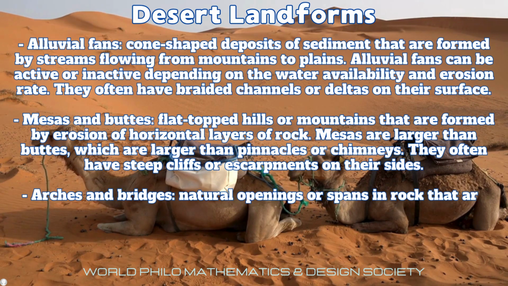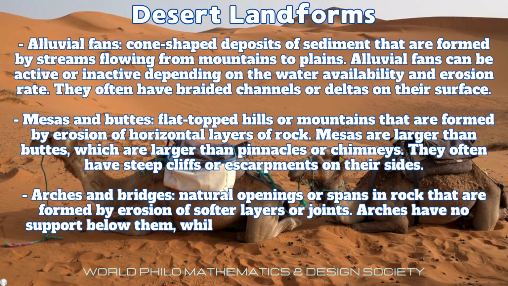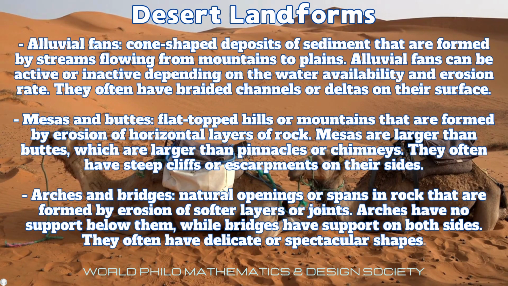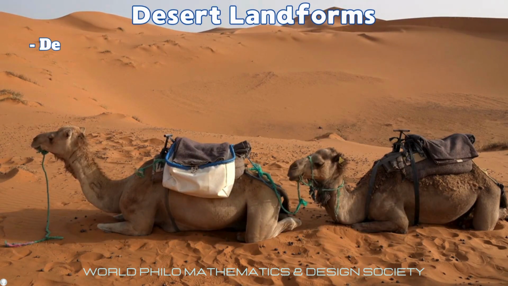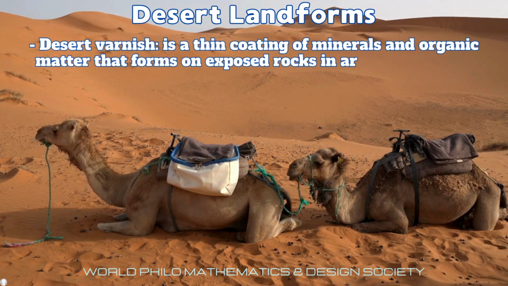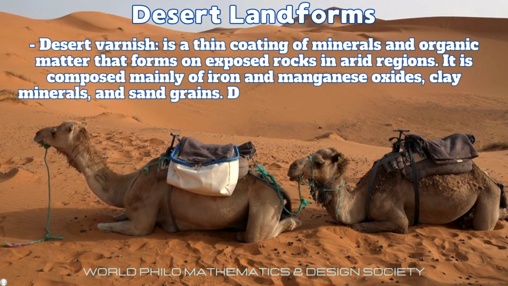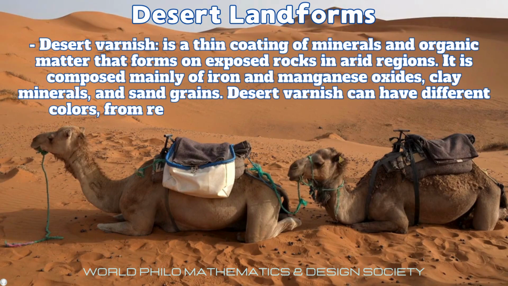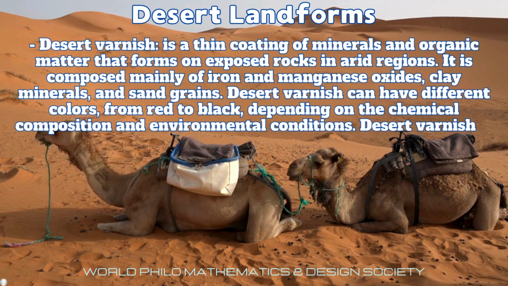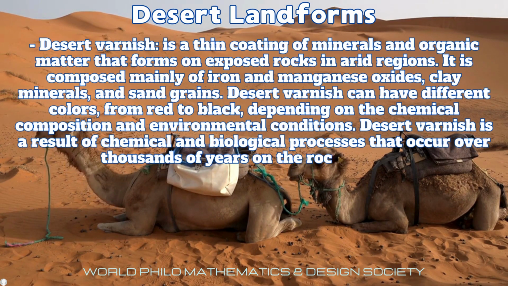Then arches and bridges. Natural openings or spans in rock that are formed by erosion of softer layers or joints. Arches have no support below them, while bridges have support on both sides. They often have delicate or spectacular shapes. Desert varnish is a thin coating of minerals and organic matter that forms on exposed rocks in arid regions. It is composed mainly of iron and manganese oxides, clay minerals, and sand grains. Desert varnish can have different colors from red to black depending on the chemical composition and environmental conditions. It is the result of chemical and biological processes that occur over thousands of years on the rock surface.